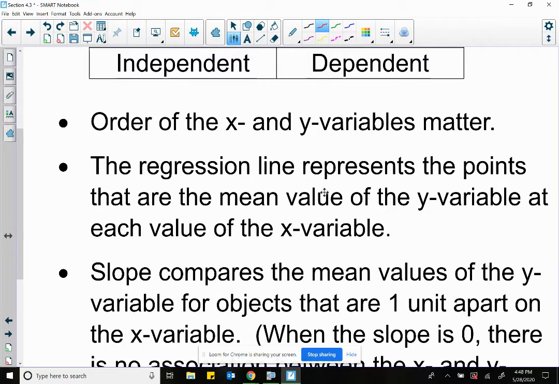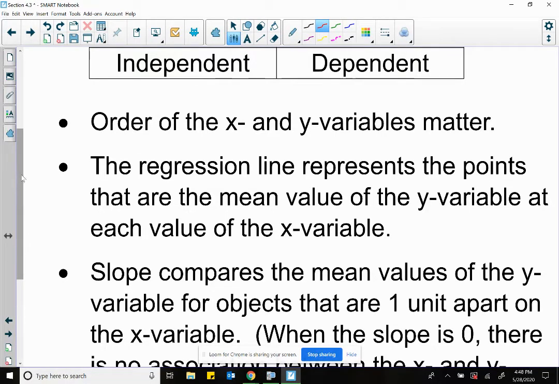So what this sentence is about is all those points that form that red line that was in StatCrunch that we saw in 4.2. Every point on there is the x value, comma, the mean value of the y at that number.